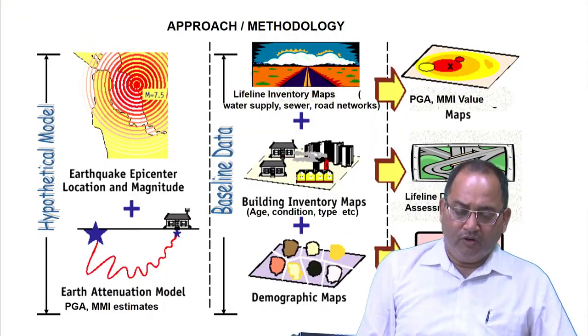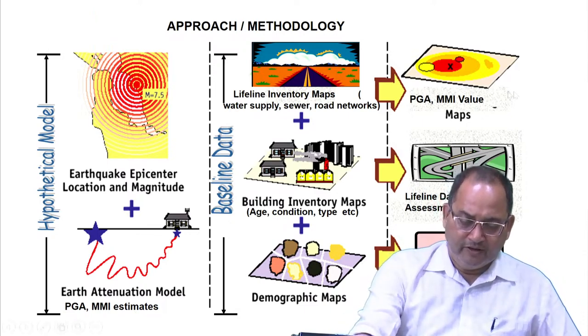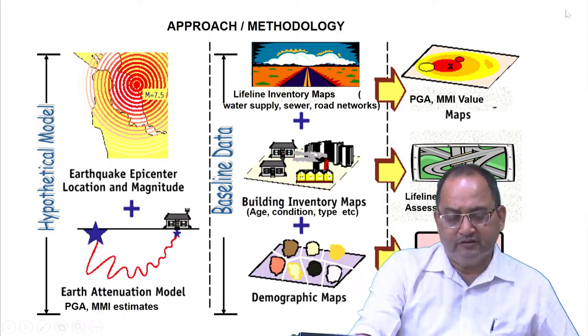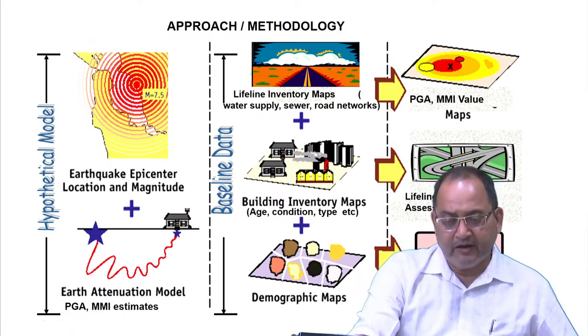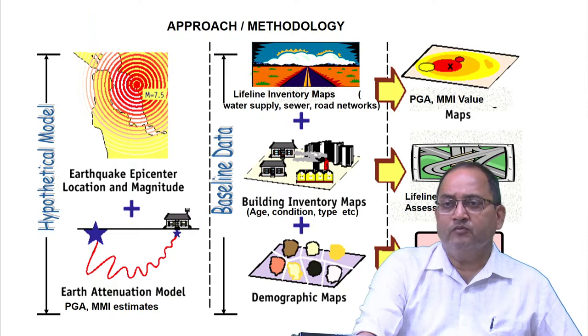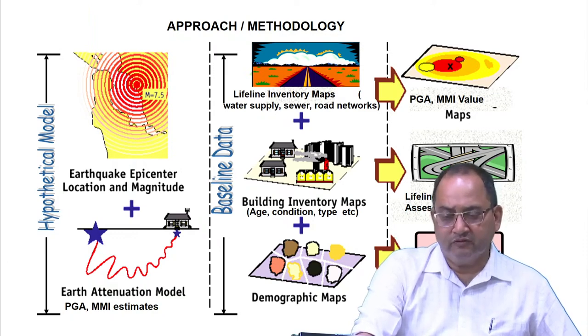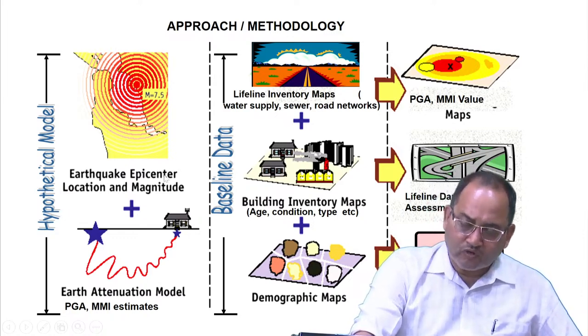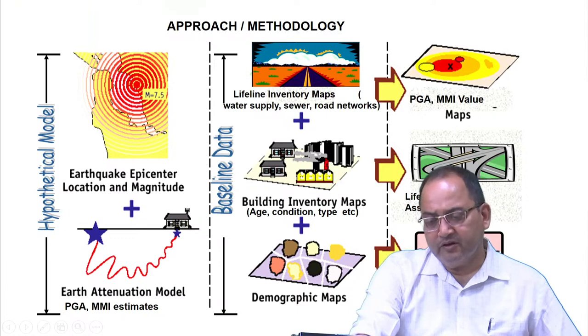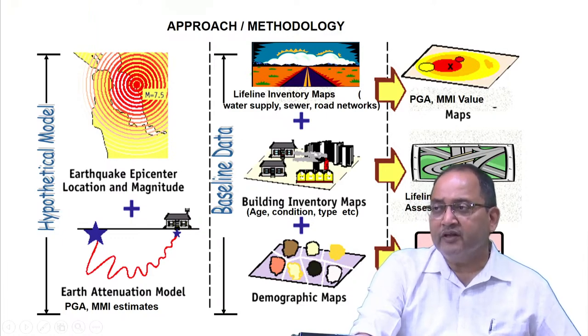So the methodology we follow is basically we generate a scenario earthquake. Using remote sensing and data, we generate the baseline data which I discussed. It is nothing more than a spatial database which we are using. And then in a GIS only, using this baseline data and the earthquake parameters, we try to estimate what will be the damage to the various building types. Okay.